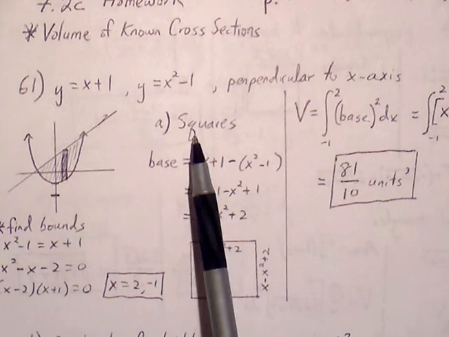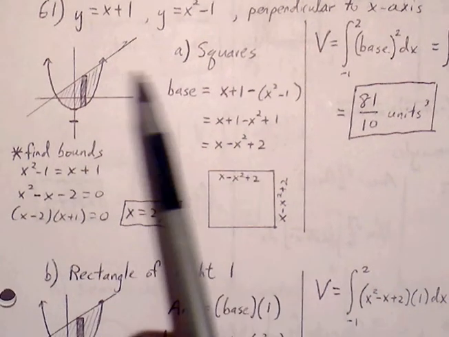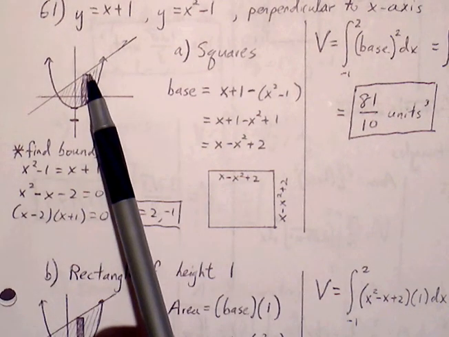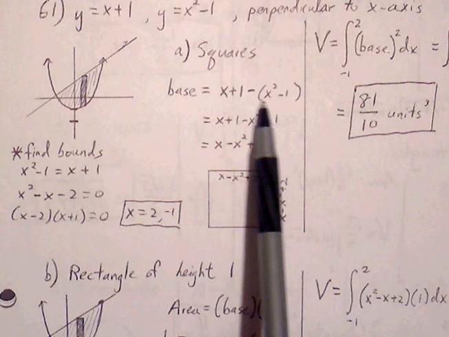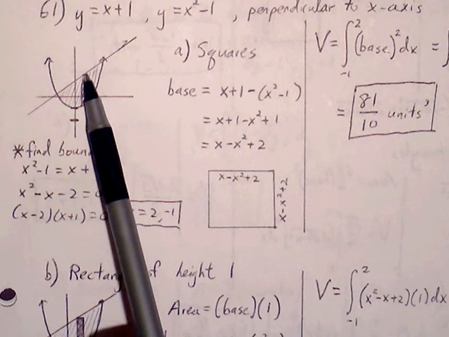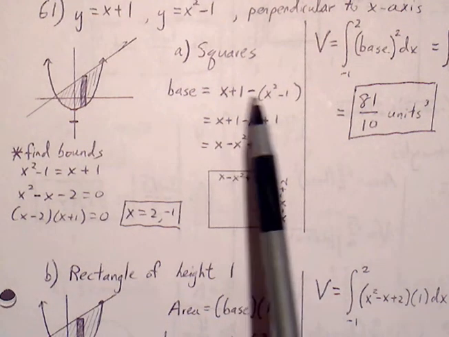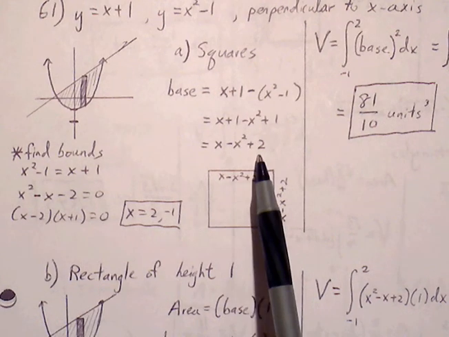So the shape that we're concerned about is going to be a square. So we do top minus bottom. So the top of this length is hitting the x plus 1. The bottom of the length is hitting the x squared minus 1. So we do top minus bottom, and we simplify this to give us x minus x squared plus 2.